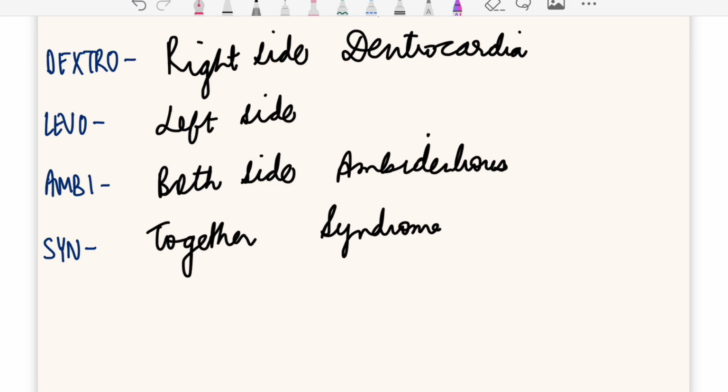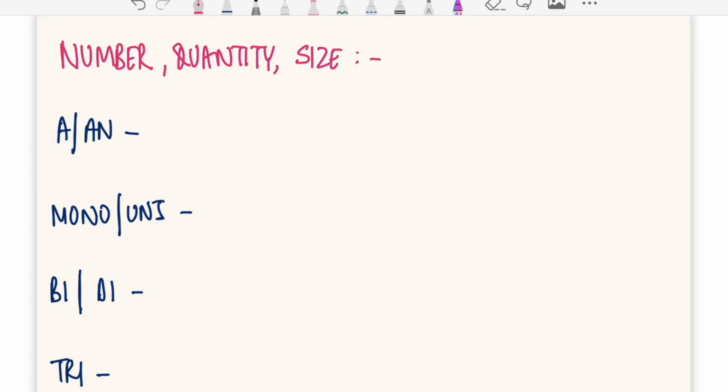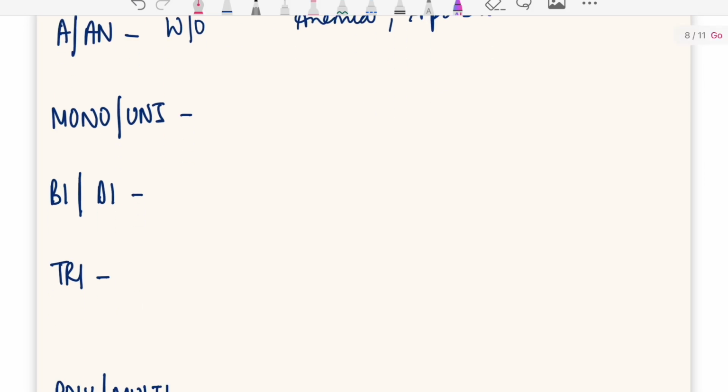Do check it out. Prefixes that denote number, quantity, and size. A or an, which means without or absent. Example, anemia. Anemia is lack of RBCs. Aphasia. Aphasia is lack of speech. Mono or uni means single or one. For example, mononuclear cell with one nucleus.